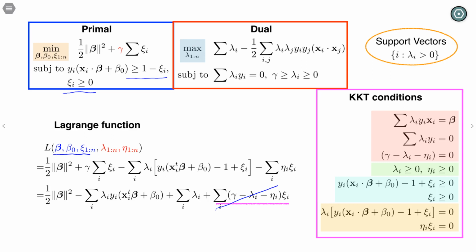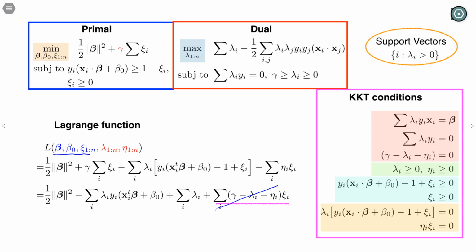Then the second group of KKT conditions requires all the Lagrangian multipliers to be non-negative. So all the lambda i's and all the eta i's have to be bigger than or equal to 0. And then the third group of KKT conditions just restates the constraints from the primal, which are this one and this one.